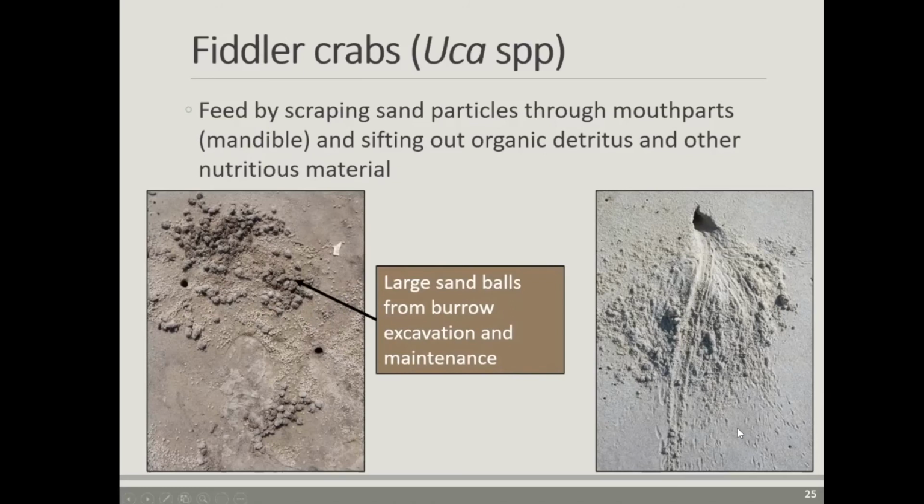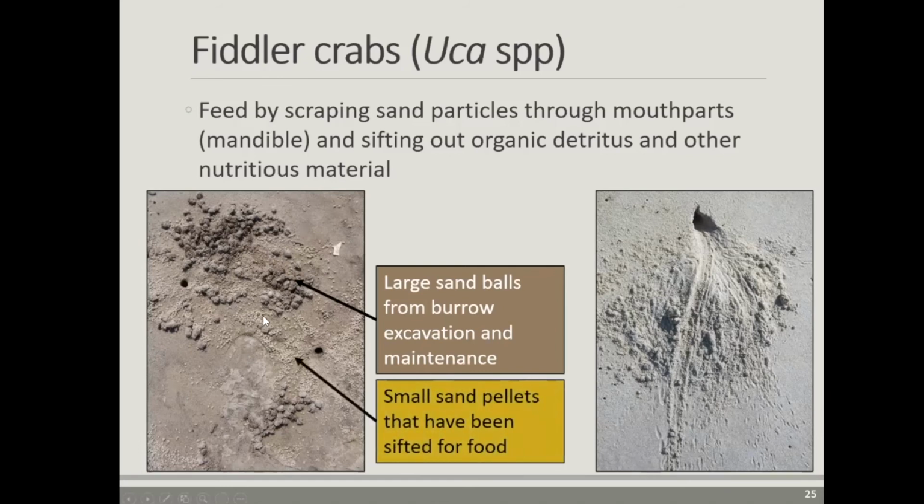So these large sand balls that we see on the mud flat are from rolling sand out of their burrows. When the tide comes up and fills up the burrow with water, it's going to bring in sand as well. So these fiddler crabs have to maintain their burrows constantly. When the tide goes out, they're rolling sand out of their burrows. And so the large balls of sand are the excavated sand.